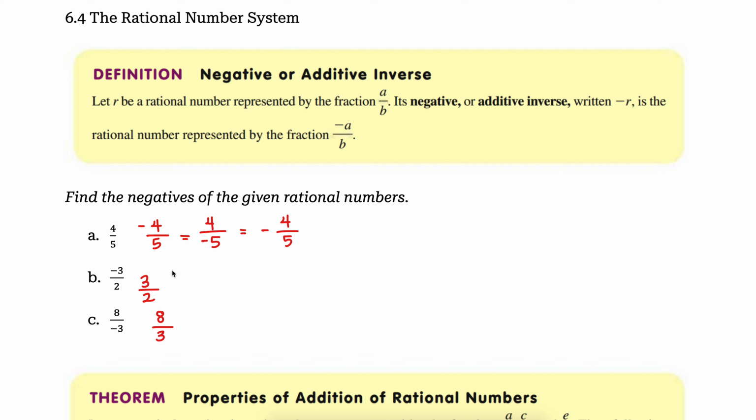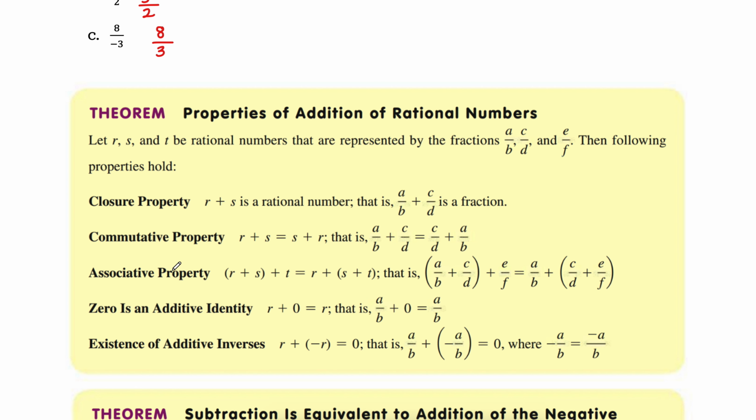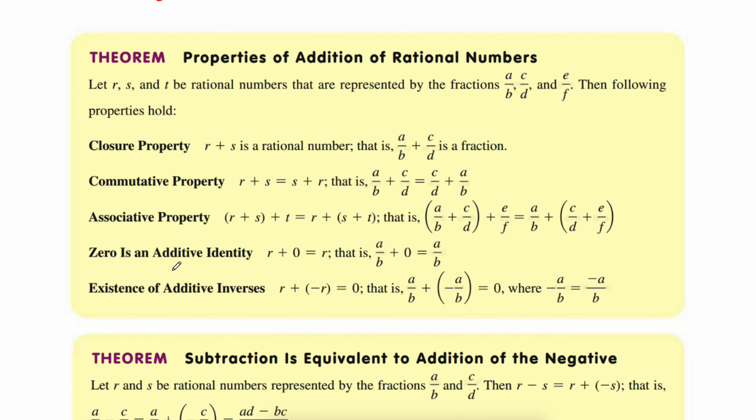When we talk about negatives with fractions, it's also called the additive inverse because addition and subtraction are really the same thing. And we're talking about these arithmetic properties. And just like we have the closure property, commutative property, and so on for our whole numbers, we also have them for the rational numbers.